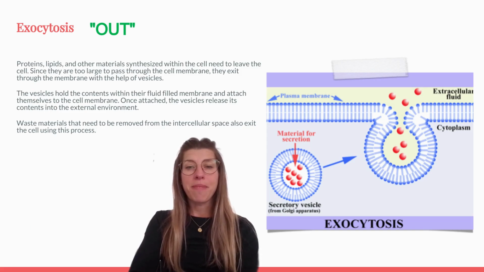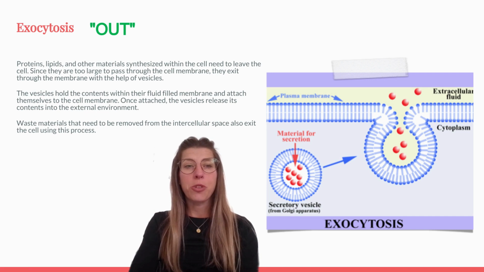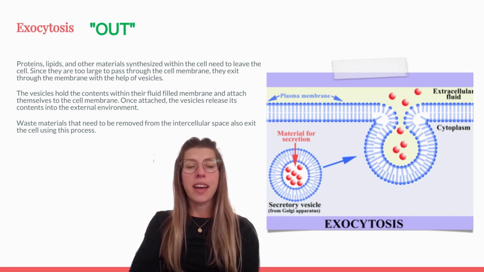Exocytosis, expelling X. So you have an ex-boyfriend or girlfriend, you want to get rid of them. Proteins, lipids, and other materials synthesized within the cell need to leave that cell. They're too large to pass through the cell membrane. They can't happen via diffusion or osmosis. They must exit through the membrane with the help of these vesicles. So it's the complete opposite of endocytosis.